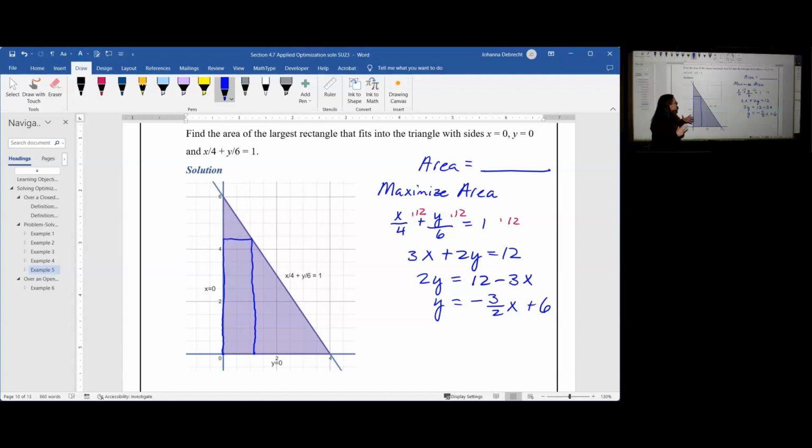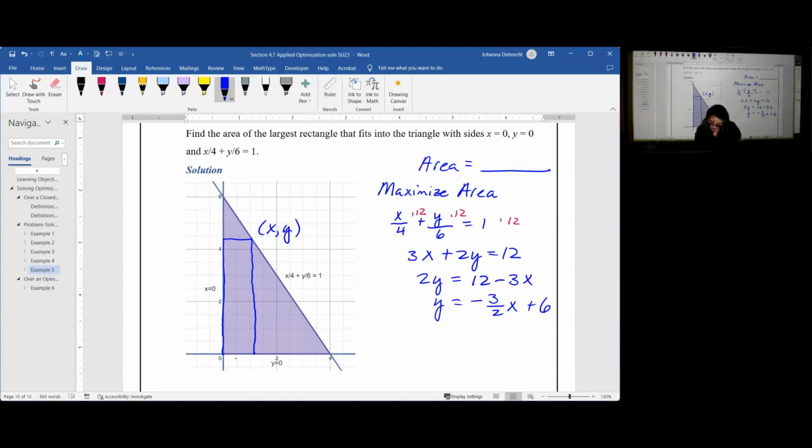If I'm going to make it as big as possible, then the corner of it, the upper right corner, is going to touch that line. Well, what does that tell me? That tells me that that point right there, (x, y), is on the line. Well, what are the dimensions of that rectangle?